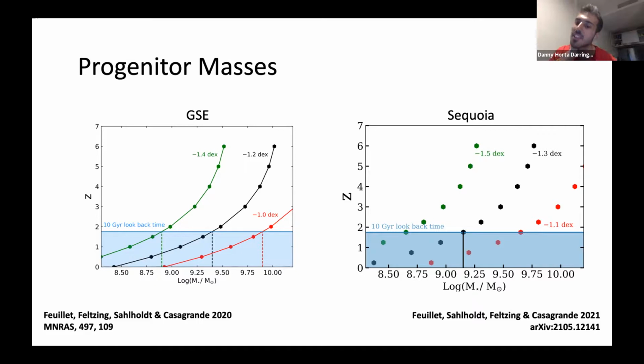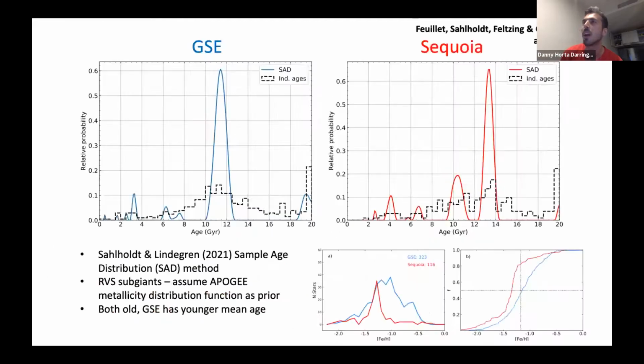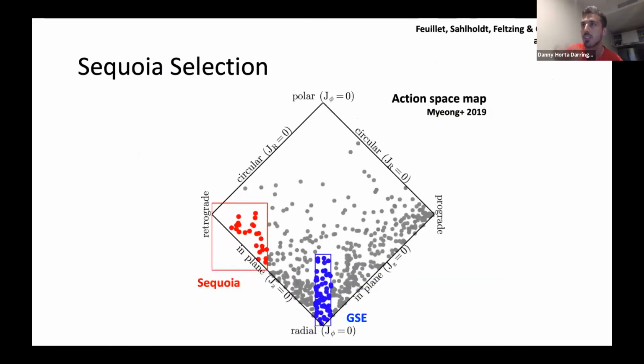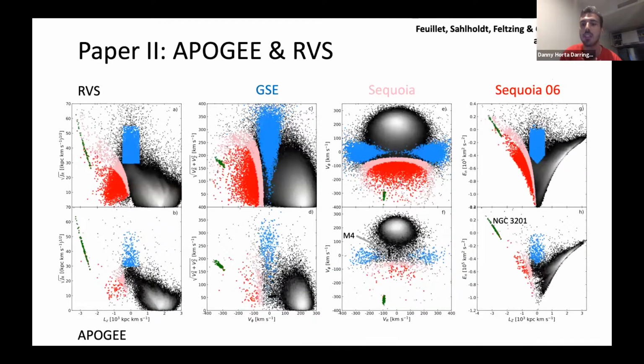This selection that Myung et al. use for Sequoia spans a really large range of energies. I've been thinking ever since they released the paper about what kind of mechanism or accretion scenario would lead to such a wide range of energies. Some people argue that it should be cut into two things, right?